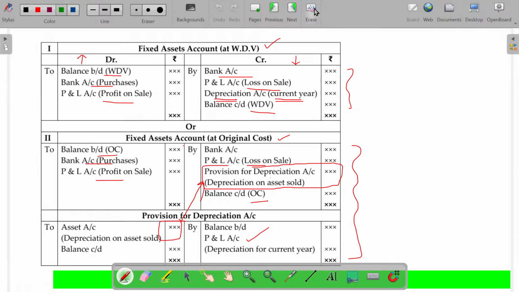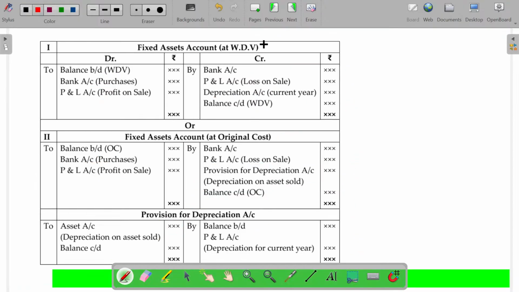See here. The first one is all about the WDV model. Another one is the original cost model. In the case of the original cost model, what do you have to prepare? Provision for depreciation also. Under the WDV model, we start with the opening balance and closing balance, but these two balances appear at WDV value. Any transaction that gives rise to the fixed asset will be on the debit side. Any transaction that reduces the value of the asset will be on the credit side. So bank purchases, as well as profit on sale, and bank sale as well as the loss on sale and depreciation for the current year will reduce the value of the assets. I have just given the information here.